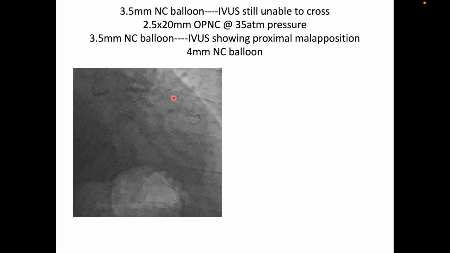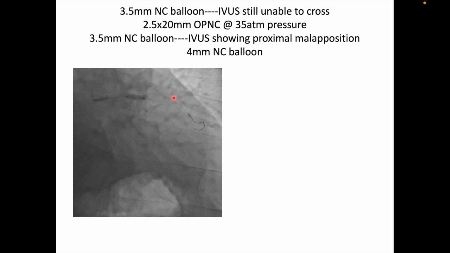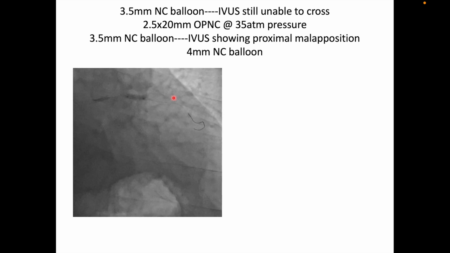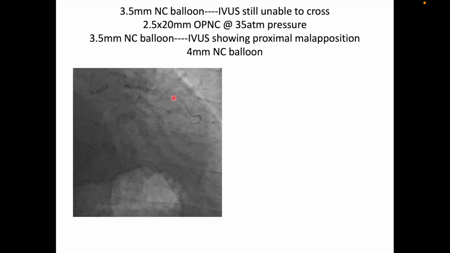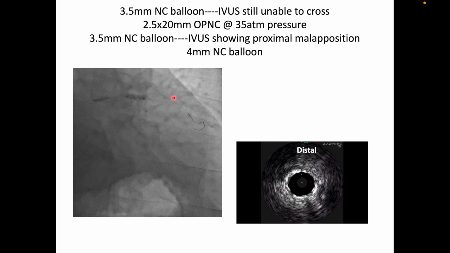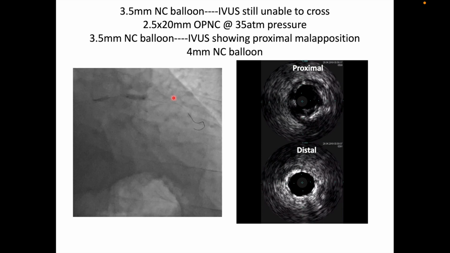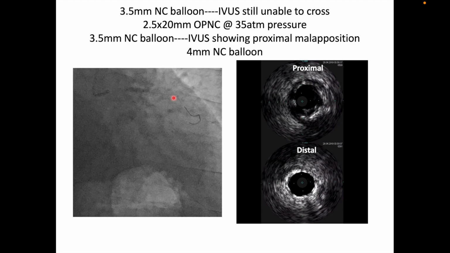So I usually do not use an oversized or 1-to-1 size OPN balloon. I usually take a smaller size OPN balloon and then create a crack in the calcium or the fibrosis with it, and then move on and use a bigger size NC like I did here, a 3.5 millimeter NC balloon after using the OPN. And the IVUS showed proximal malapposition. There you can see that, and it was then corrected with a 4 millimeter NC balloon.